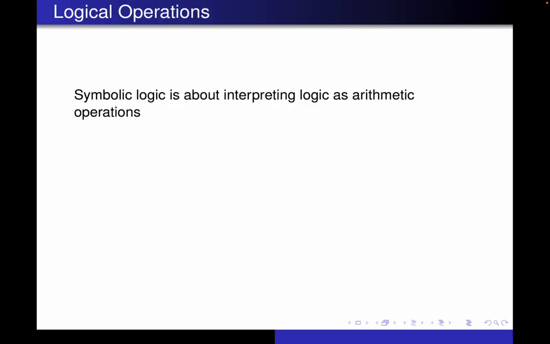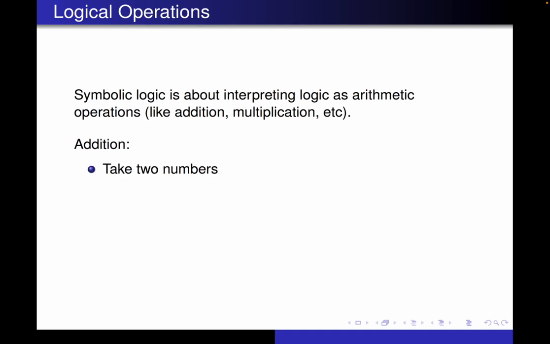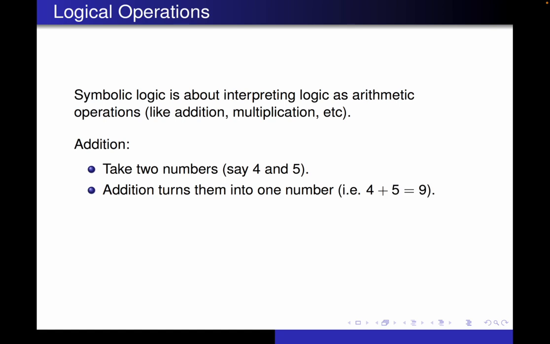So what symbolic logic is about is interpreting logic as some kind of arithmetic operations, like we do with numbers, with addition, multiplication, and things like that. The way addition works is you take two numbers, say 4 and 5, and combine them into one number. We do that in a very systematic way, but essentially we're taking 4 and 5 and turning them into the number 9.